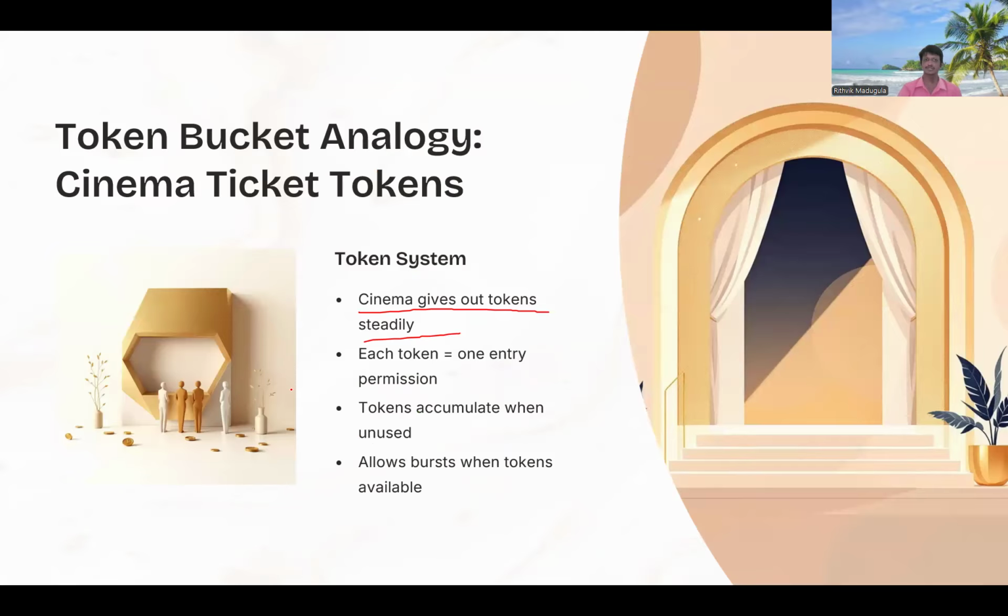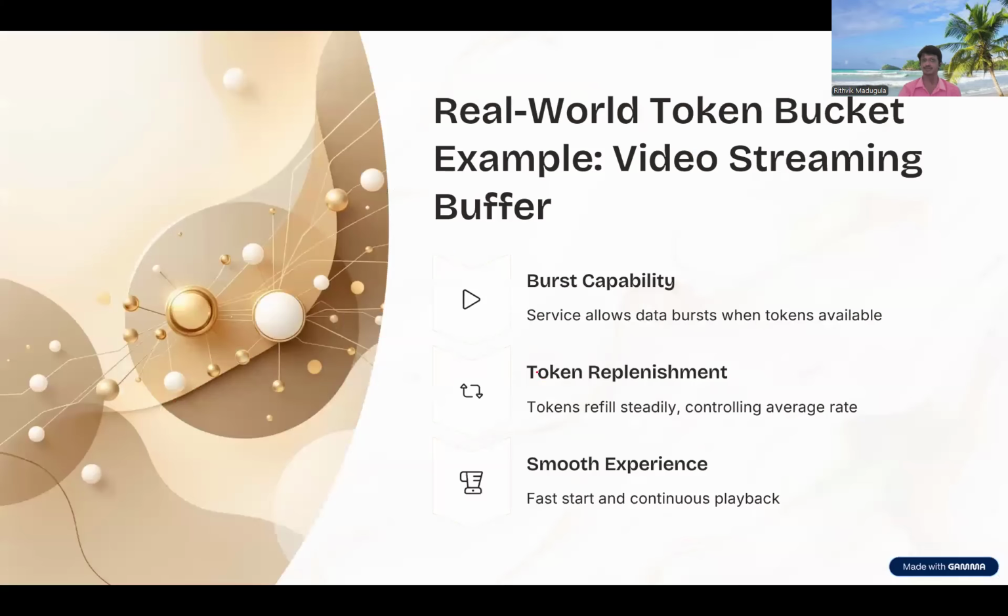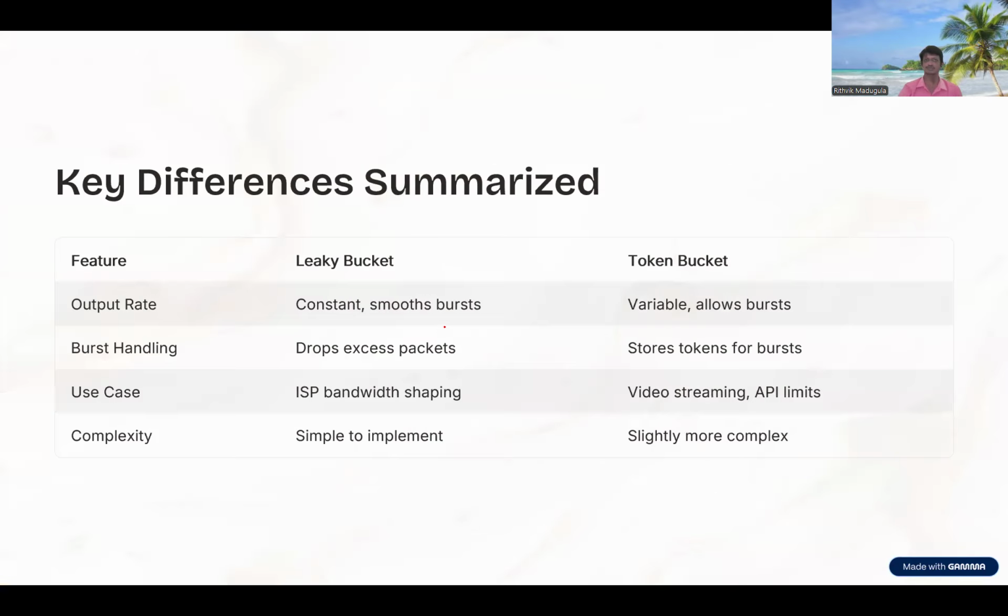Now, compared to the leaky bucket, we have the token bucket. In the token bucket, every entry is going to need some sort of permission, like movie tickets. You will have all the movie tickets at once, and whoever has a ticket for that particular seat can watch that particular movie. This is one of the major examples, as well as the video streaming that you watch regularly. That also comes under the token bucket.